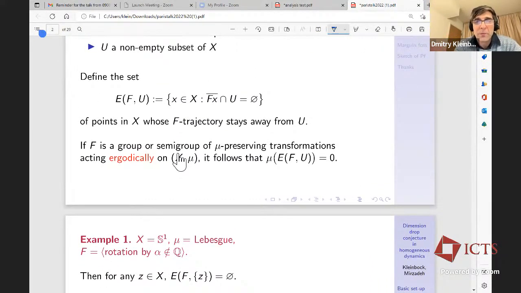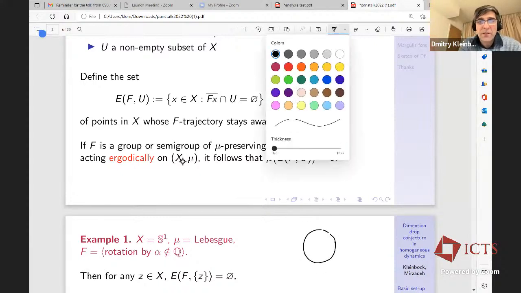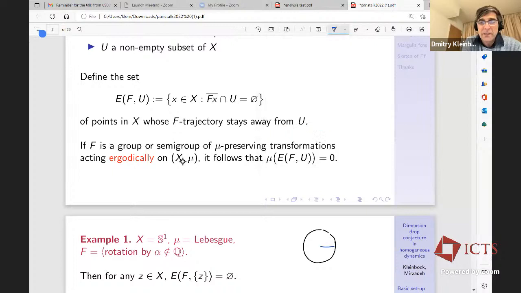All right. Now, let me give two examples. Both of them are extremely elementary. So the first one will be the rotation of the circle. You start with the circle, and then you rotate by alpha, and alpha is not rational. Then all orbits are dense. So for any non-empty set U, this escaping set E(F,U), let's say if U is just a single point, this is empty. So there is nothing to worry about.